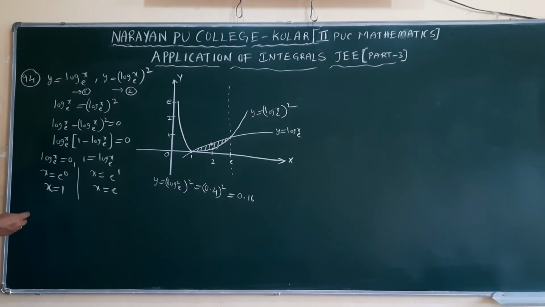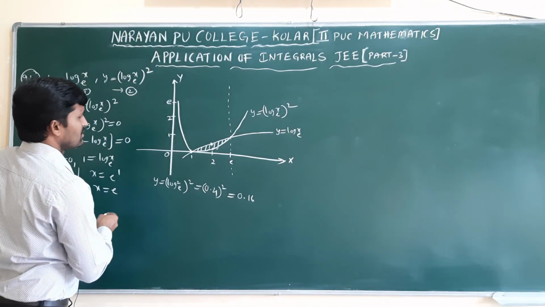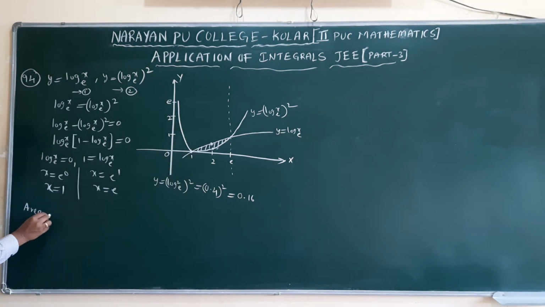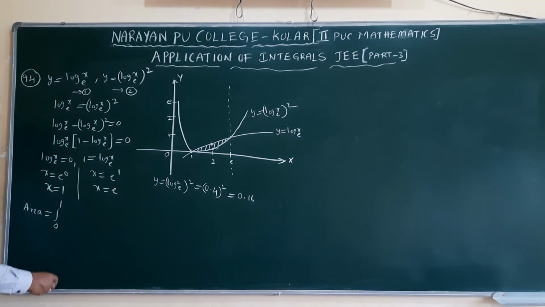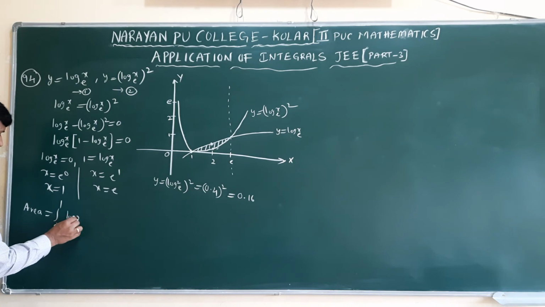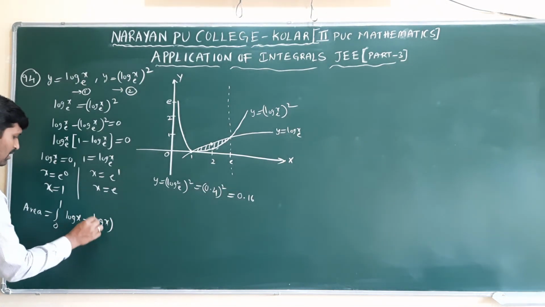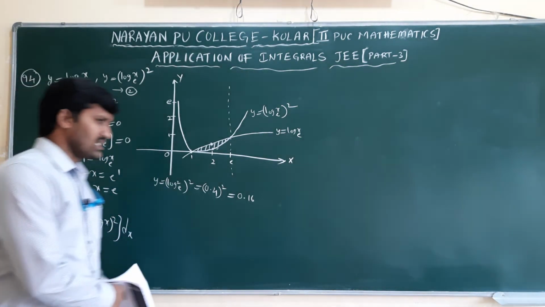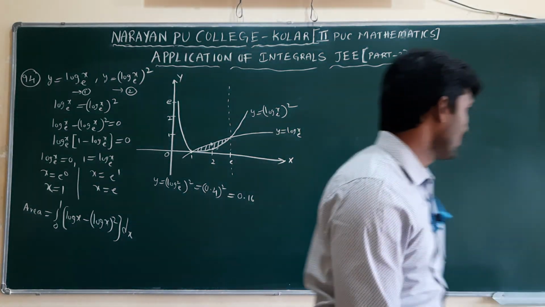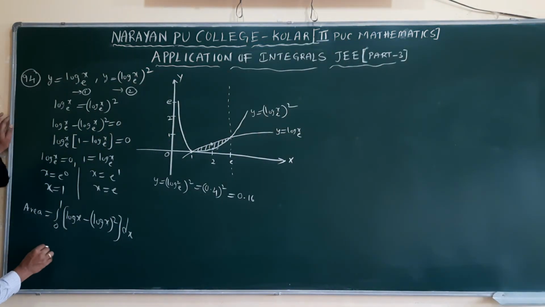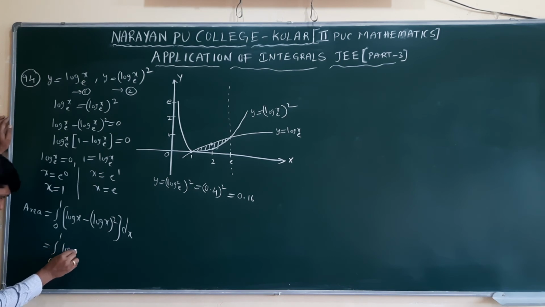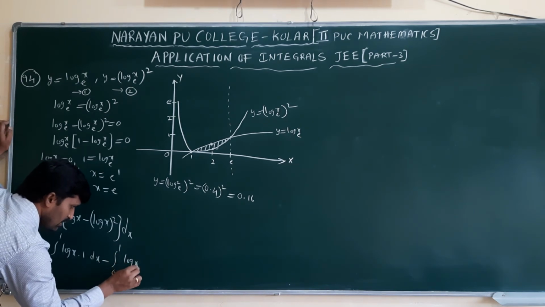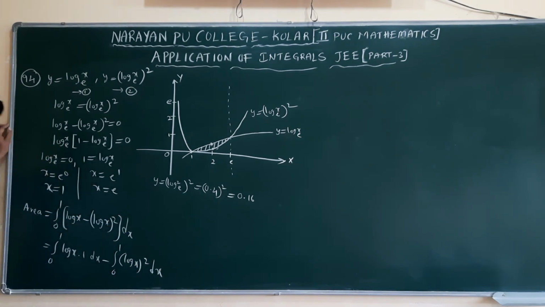Now still we can do it in another manner, with respect to x axis only. Area equal to integral 0 to 1, upper curve is log x, lower curve is log x whole square. Base is always e only. Now we need to integrate this. How to integrate these values? In a simple manner, integral 0 to 1 log x into 1 dx minus integral 0 to 1 log x whole square into dx.